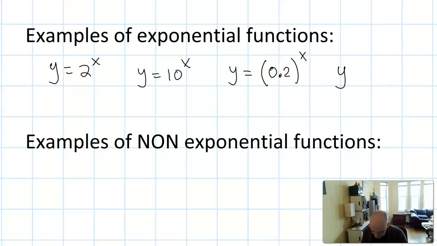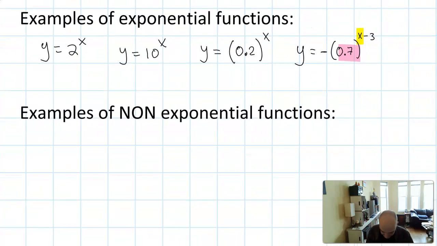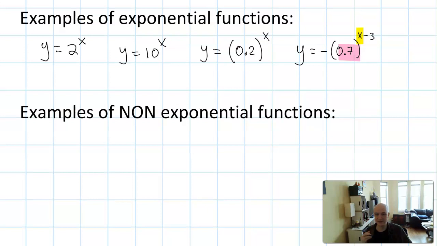And you can also have transformations of exponential functions. So you could have negative 0.7 to the x minus 3. That also counts as an exponential function because you still have that variable in the exponent. You have a definite base. You just have some other transformations going on. Those are all exponentials.